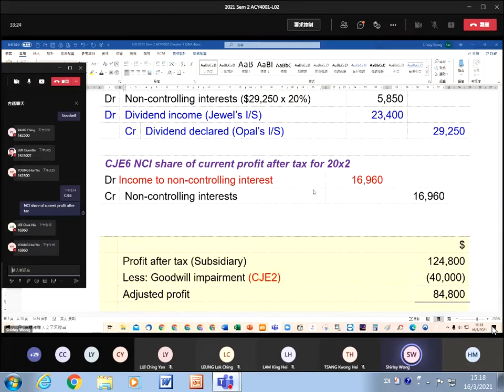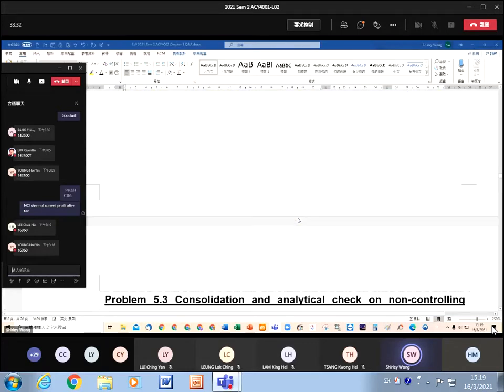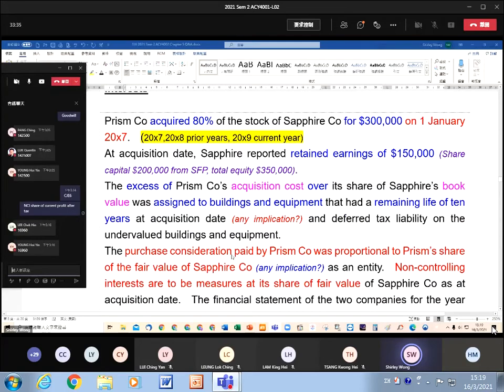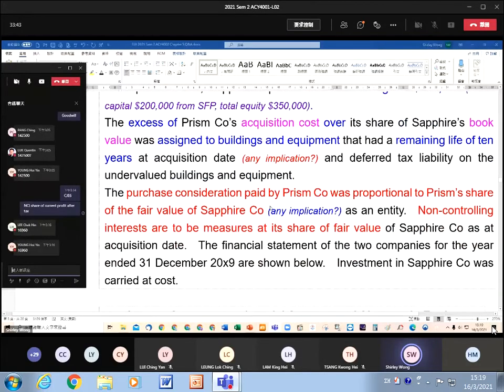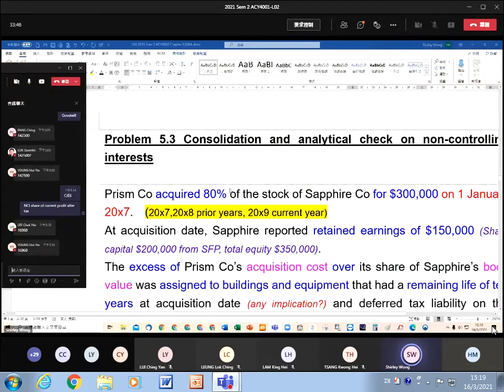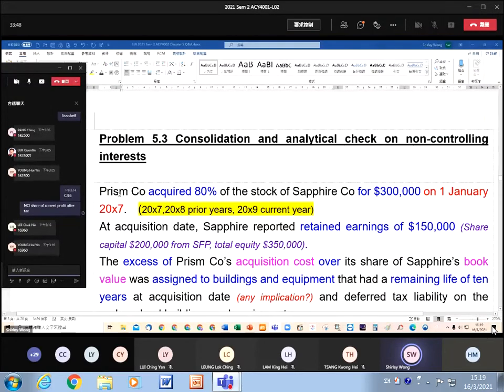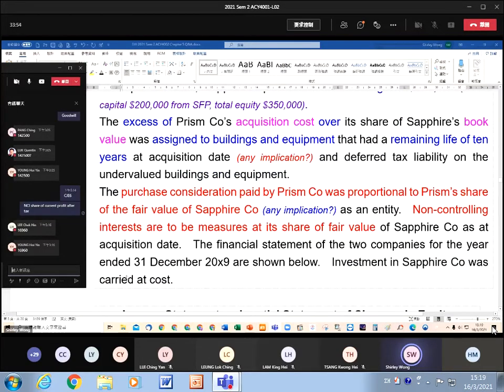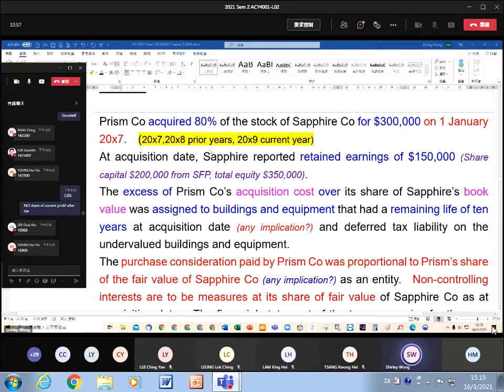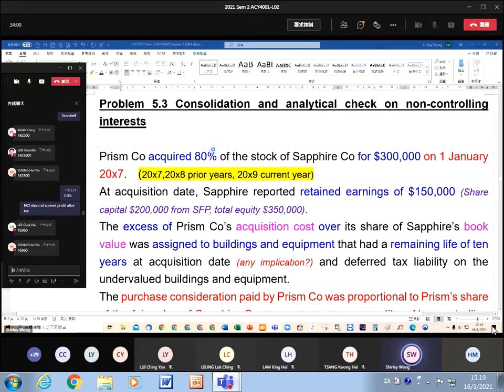Okay, 5.3, a little bit difficult. So can I give you 2 minutes? Just read about the first box here. Just read this information and get some idea first before I continue. That is about problem 5.3. Read from "Prism Company" until the last sentence: investment in these subsidiaries was carried at cost. Please read all this information, and then I will discuss in detail. When you read it, think about what it means.